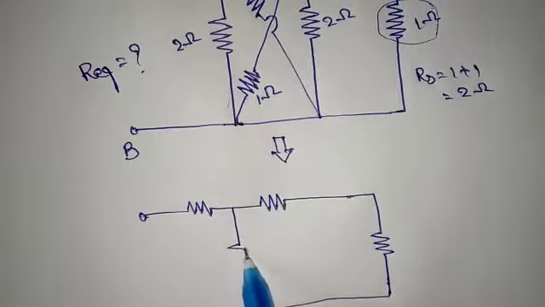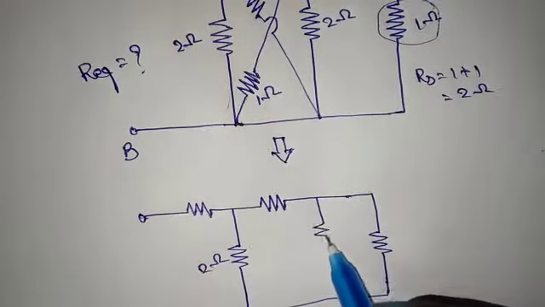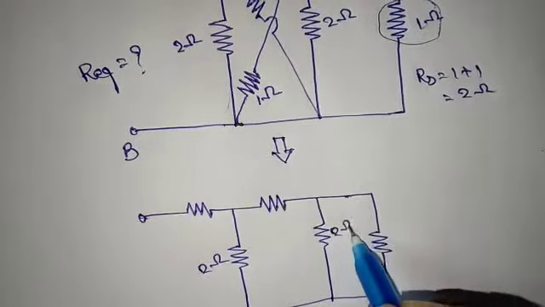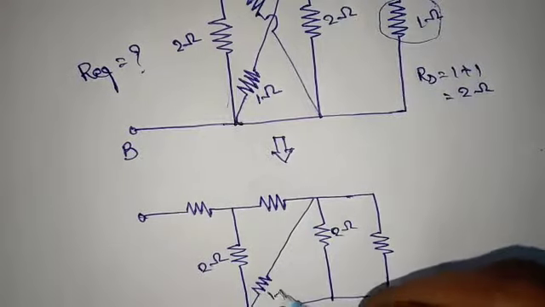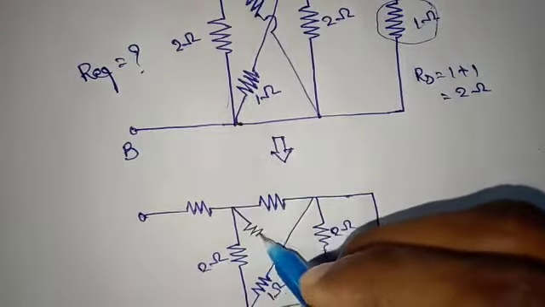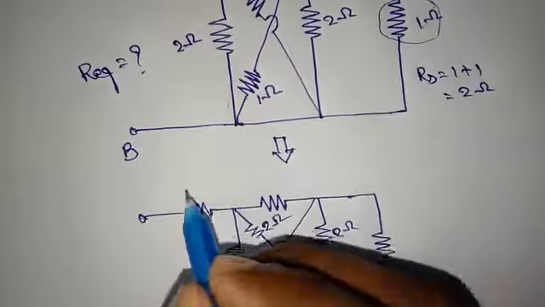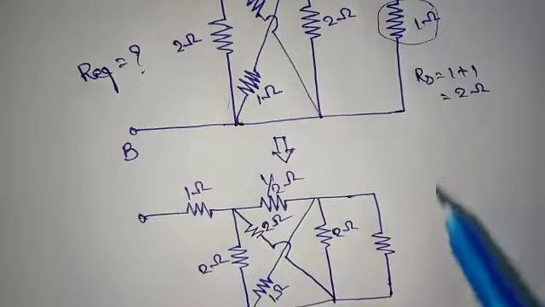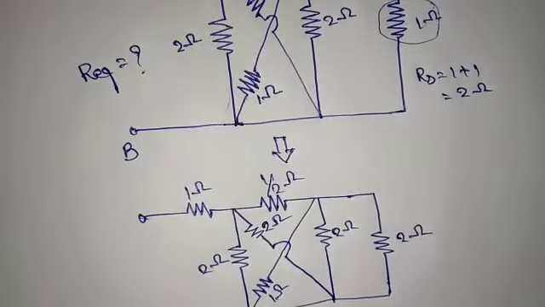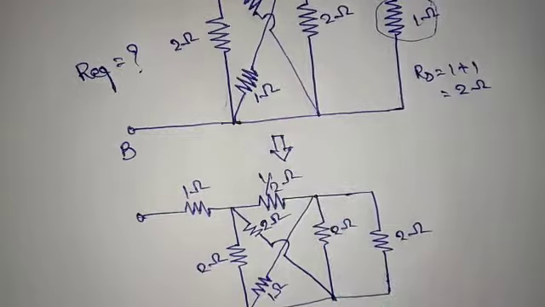Again we have 2 ohms here. After that, this one is the 2 ohms we have, and the diagonal values we have given here are 1 ohm and 2 ohms. Yes or no? So as it is, we have to redraw the circuit, only changing the value of this 1 plus 1, that is 2 ohms.